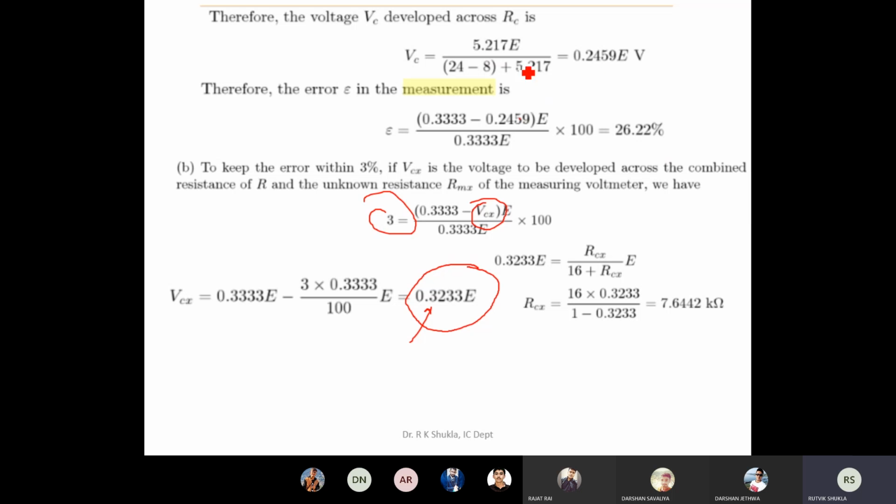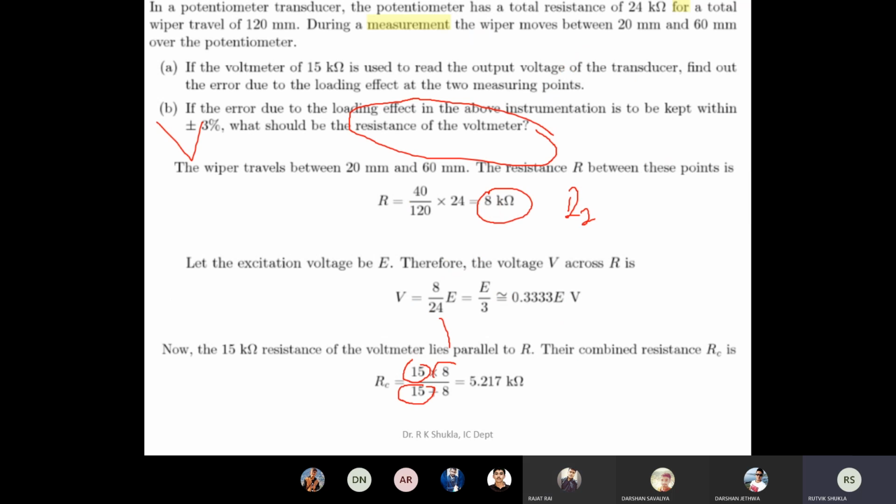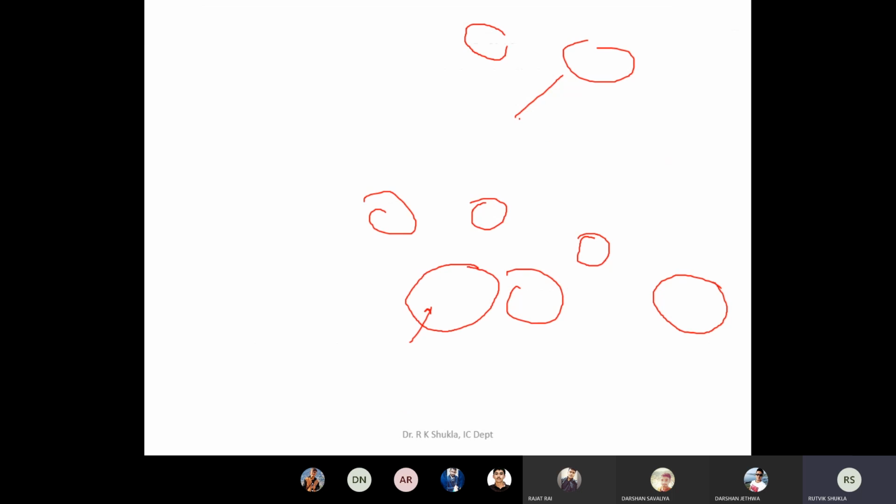હવે અહીંયાથી આપણે આગળ જઈએ આ ઇક્વેશનમાં. અહીંયા this is unknown, that unknown is given by RCX. એટલે આ વસ્તુ જે અહીંયાથી છે અહીંયાથી અહીંયા મૂકી છે અને બદલે અહીંયાથી અહીંયા કરીએ. So this 0.3233 comes over here. The same equation RCX upon 16 plus RCX into E. Now if you solve this equation in form of RCX, you are getting 7.6442K. હવે અહીંયા જવાનું છે. RCX is given. Now you have to find out RM.